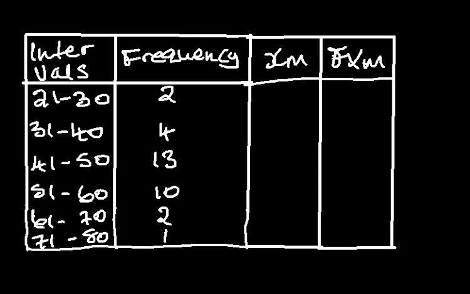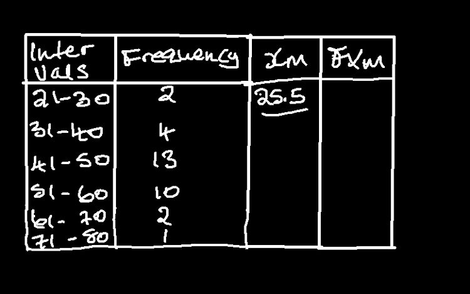The midpoint of the class is given as the lower value of the class plus the upper value divided by 2. That is the formula for the midpoint of a given class. Now for the first class, what is the midpoint? It means we'll have 21 plus 30, that is 51, divided by 2, we have 25.5.